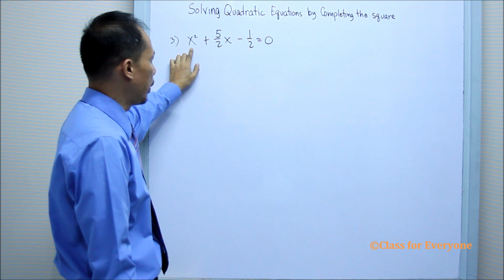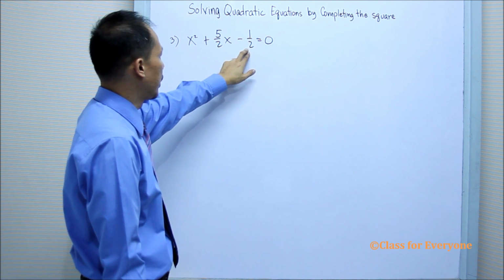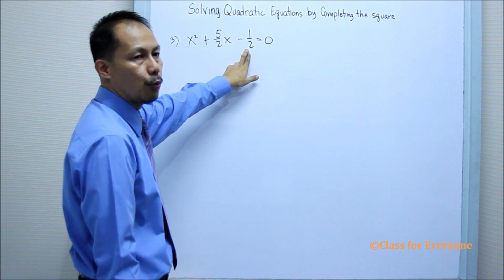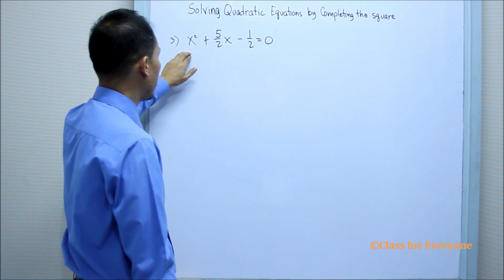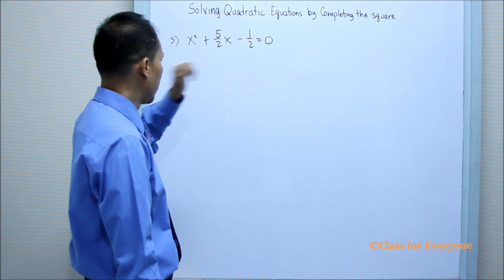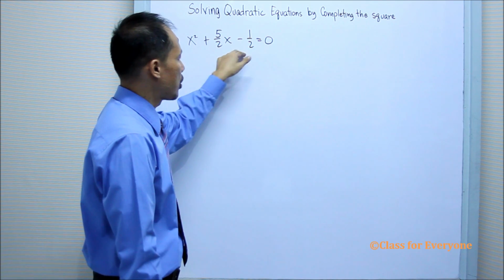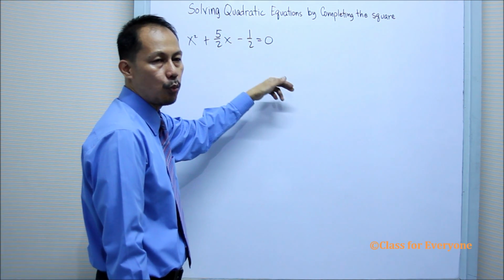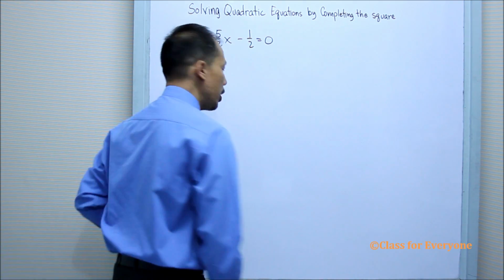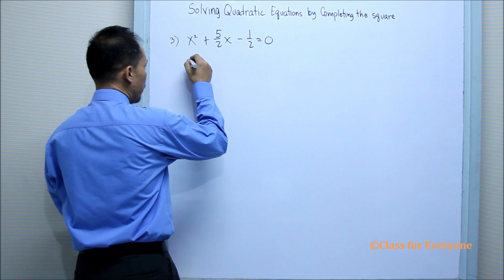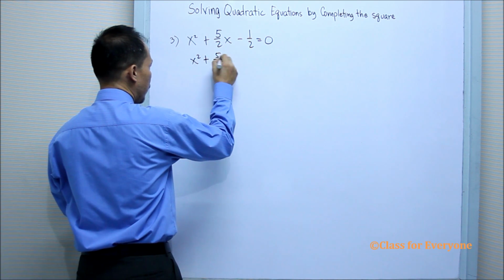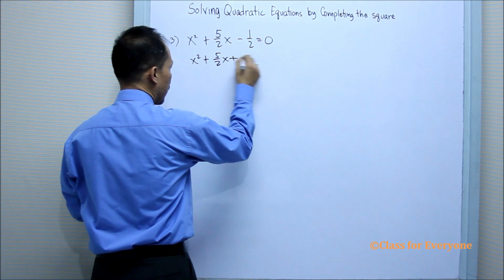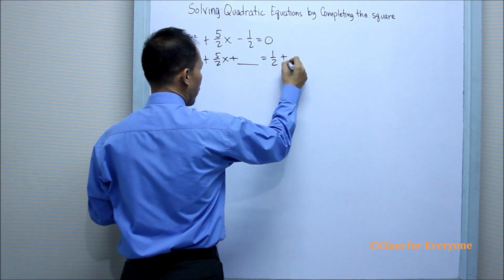So what we shall do is find the additive inverse of negative 1/2, because this is not yet a perfect square trinomial, and then add it to both sides of the equation. So that will be positive 1/2 on both sides of the equation. Therefore, the equation will be x squared plus 5/2 x plus blank equals 1/2 plus blank.